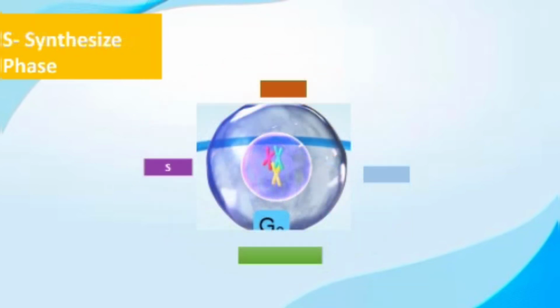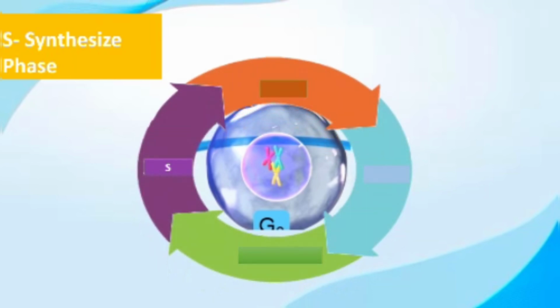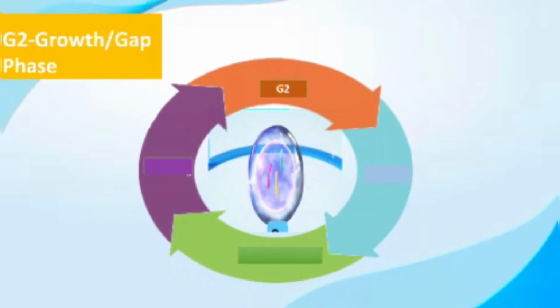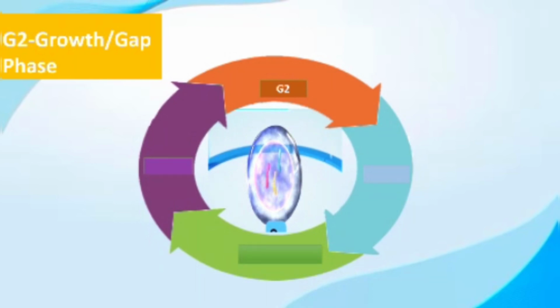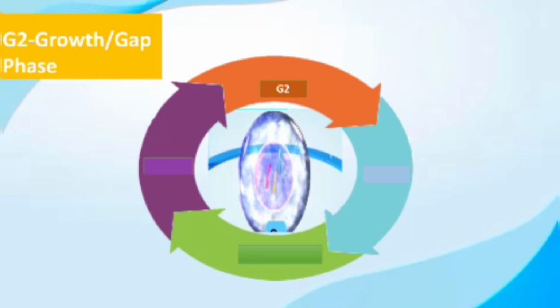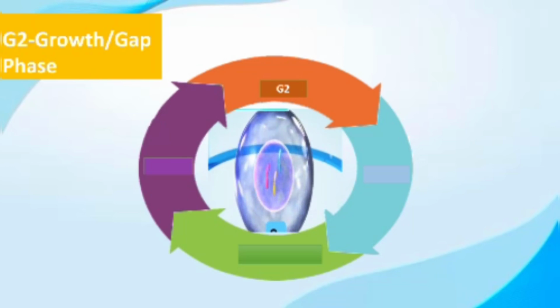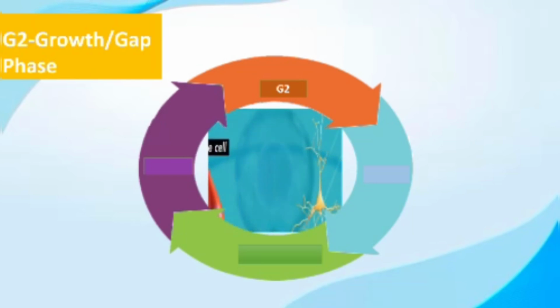Next, we have the S or synthesis phase. In the S or synthesis phase, DNA replication occurs. The cell duplicates its genetic material so that it can be divided equally between two daughter cells during division. Finally, in the interphase period, we have the G2 or growth phase. This is where the cell continues to grow and prepares for the final stages of division. This is the cell's last chance to make any repairs before it splits.